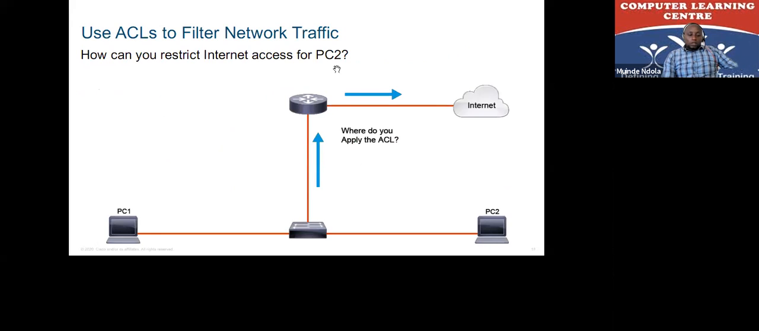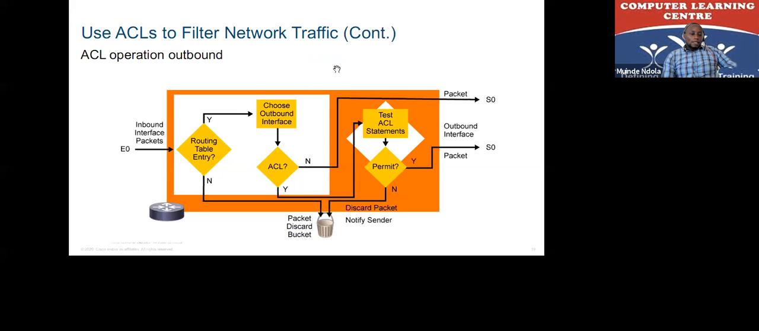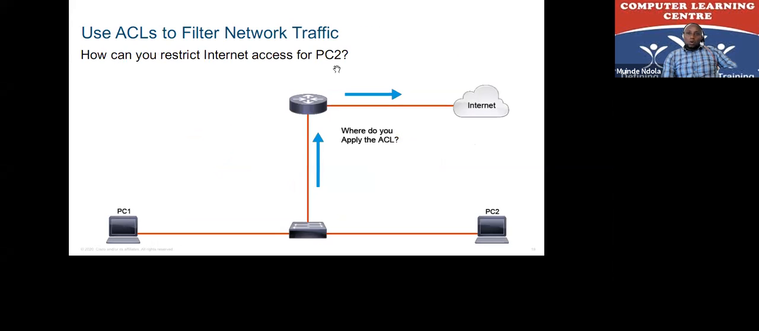Okay, so let's look at a couple of other things. As I said, when you're creating an access list, it is created globally, but it has to be applied somewhere. The access list needs to be applied. When you apply it, it's applied on the router interface in two directions: in and out. In means inbound, and out means outbound.